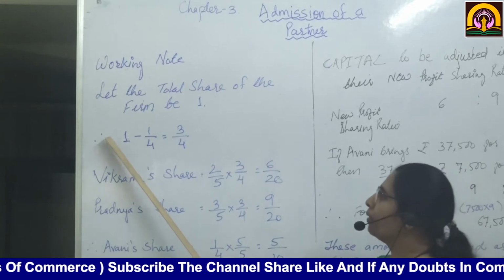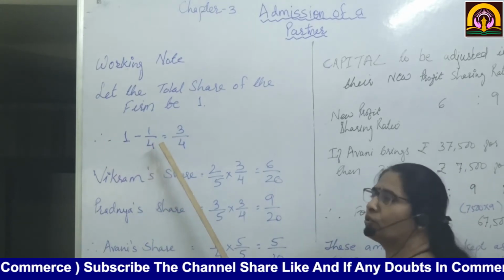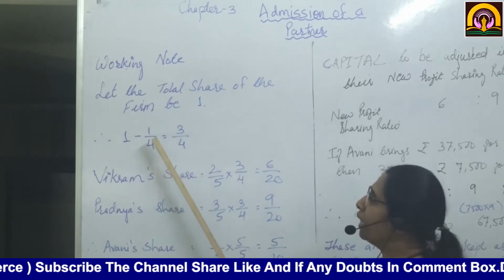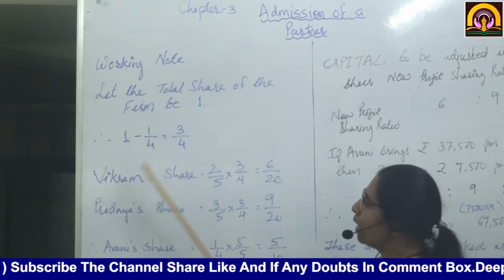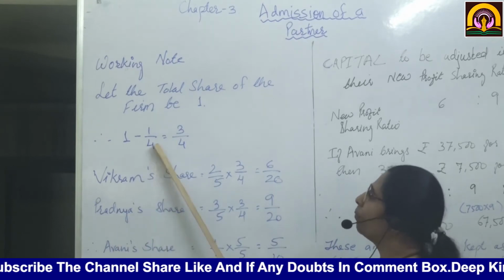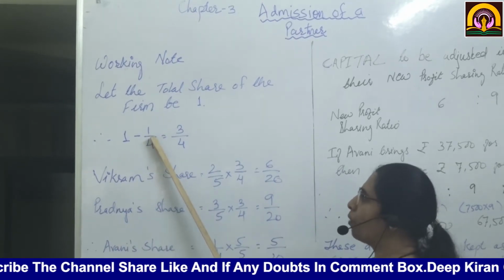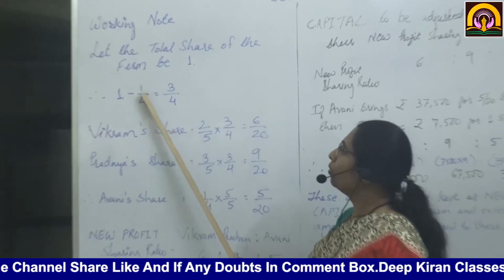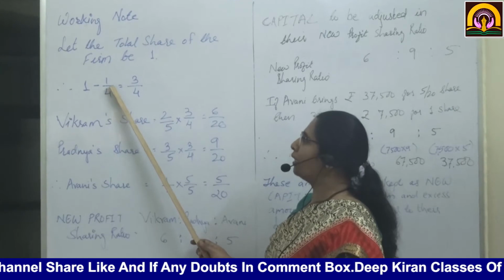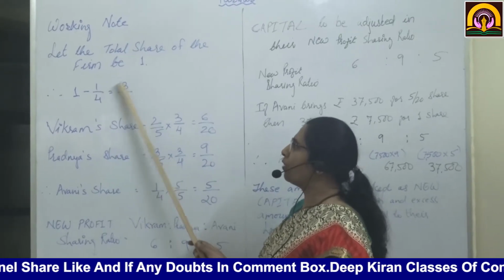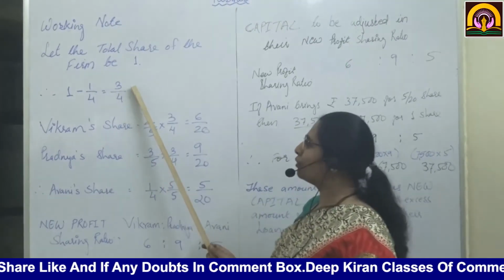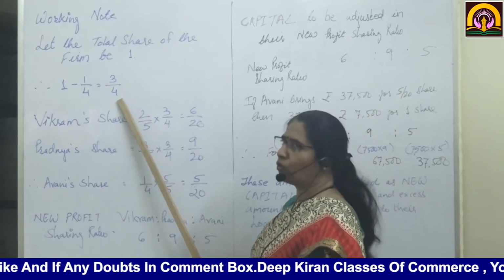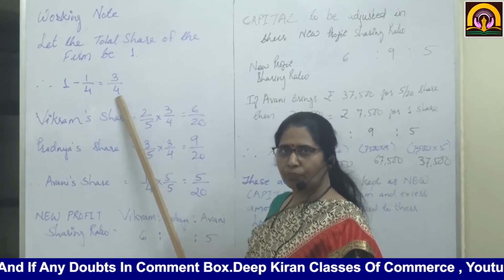See, therefore 1 minus 1/4. Why have I subtracted this? Because in future, Avni will share the profits in the ratio of 1/4. So I will subtract this new partner's share. So the remaining share for the continuing partners, that is Vikram and Pradnya, is how much? 3 upon 4. Is it clear to you?